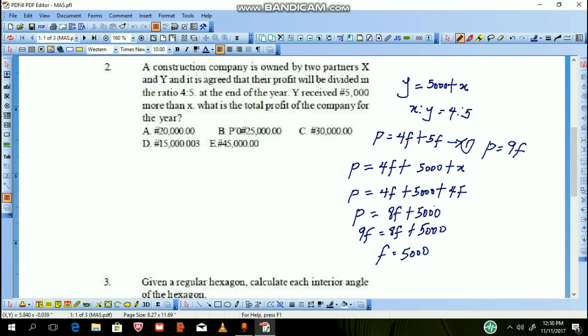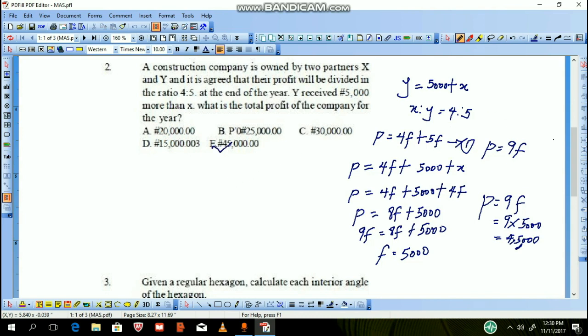If my F is 5,000, I can get the total profit shared. The total profit shared will now be 9F, which is 9 times 5,000. And 9 times 5,000 would be 4,500. Sorry, 45,000. That would be 45,000. So I'll have 45,000, and our answer will be option E.